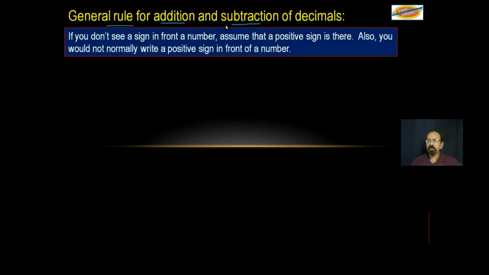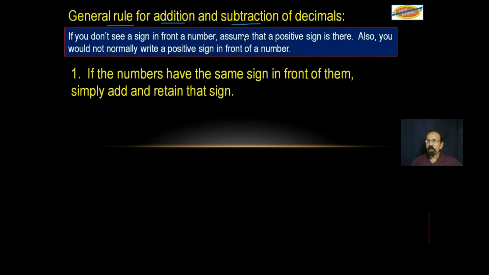Now, the general rule for addition and subtraction of decimals, as we already did, you add and subtract them as you would, paying close attention to the points, but as it relates to the signs, if the numbers have the same sign, you simply add and retain the sign, like 2 plus or 2 minus.